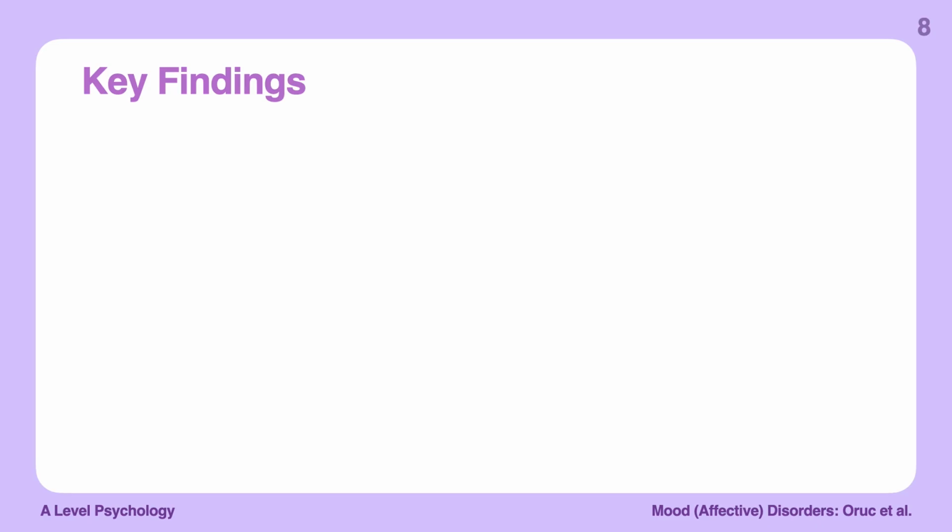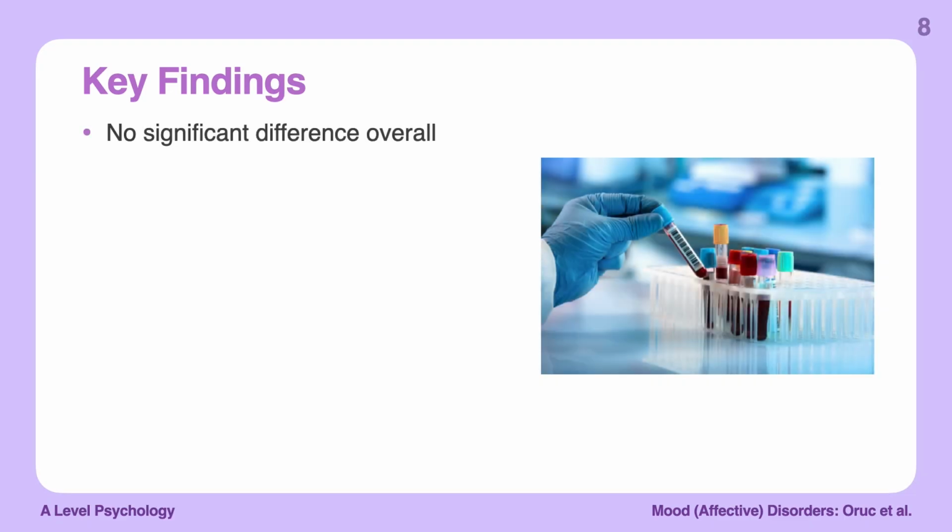The findings were actually quite interesting, even though they didn't find what they initially expected. Sometimes the most interesting results are the unexpected ones. Overall, there was no significant difference between the bipolar group and the control group. If you just looked at everyone together, you wouldn't see any clear genetic differences. It's like looking at a crowd from a distance. You might not see the patterns that become obvious when you look more closely.